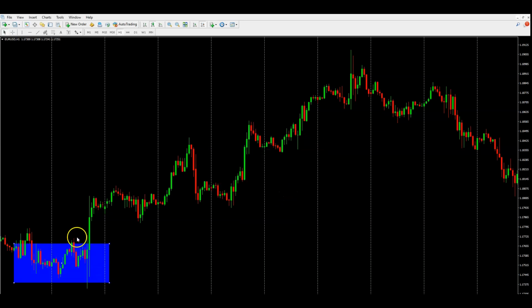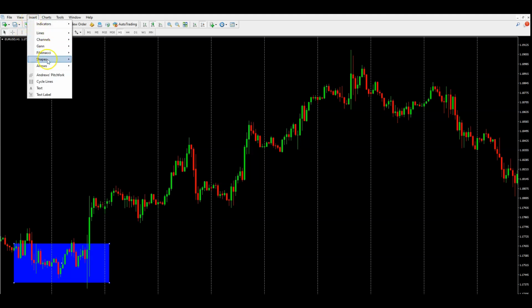Okay. Where did price go? Where did it break? Exactly, to the upside, right? That tells you what? We are in an uptrend. Do you see another sideways movement? Okay, let's get it.